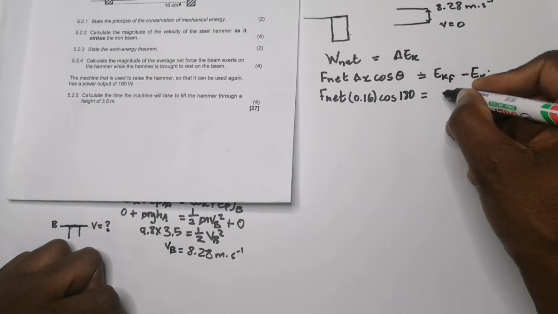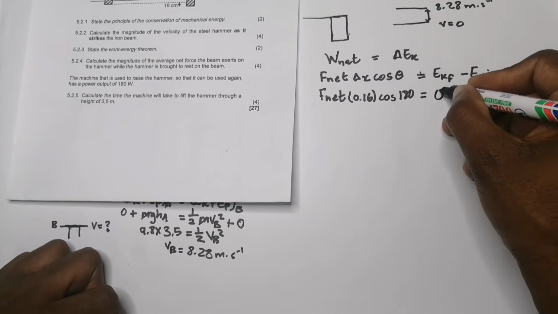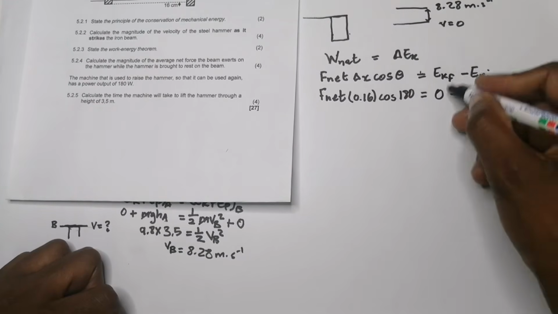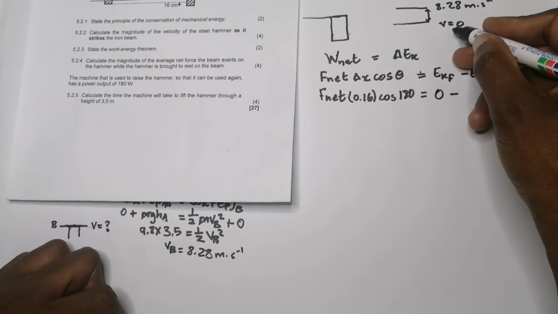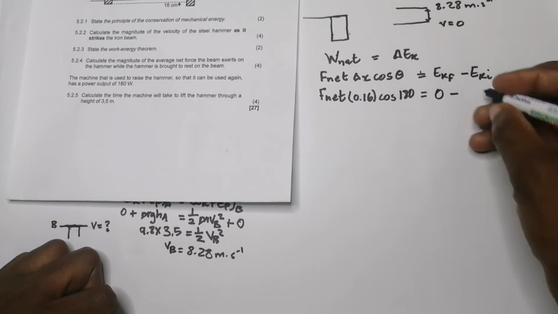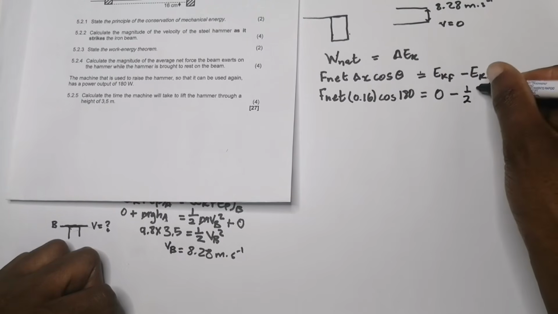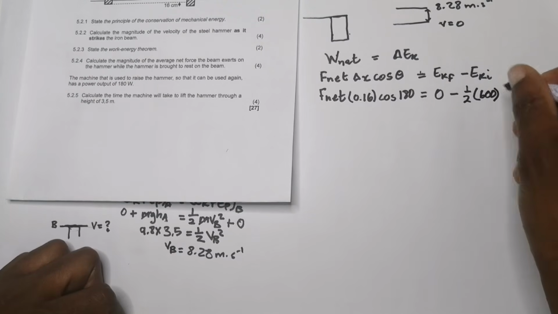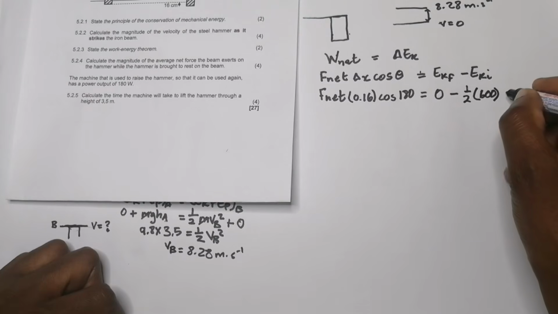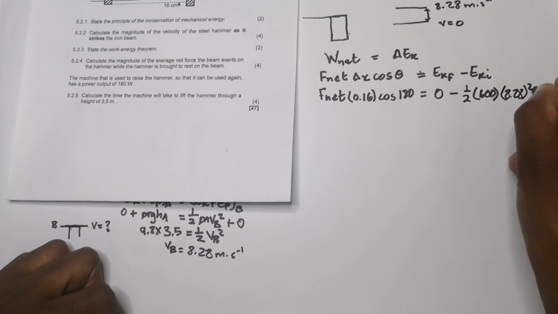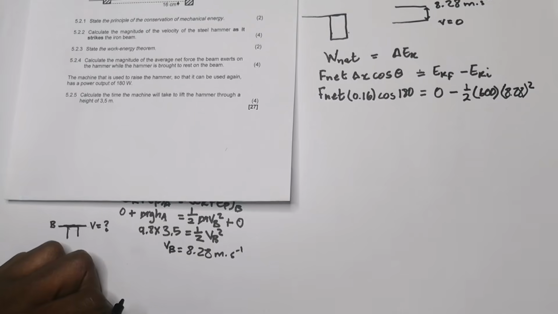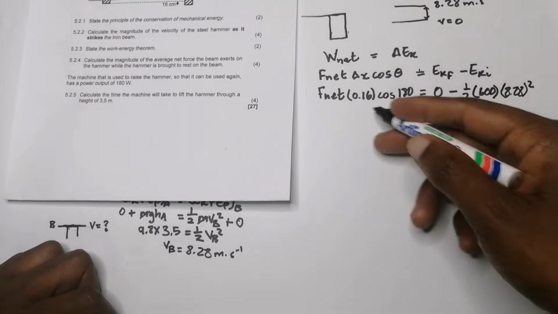Right, so kinetic energy final, remember it's 0 here, minus kinetic energy initial. My velocity is 0 there, and so my kinetic energy will also be 0. So that will be half the mass of the hammer, which is 600, and the speed of the hammer before was 8.28 squared. All right, so let's try and find that net force.